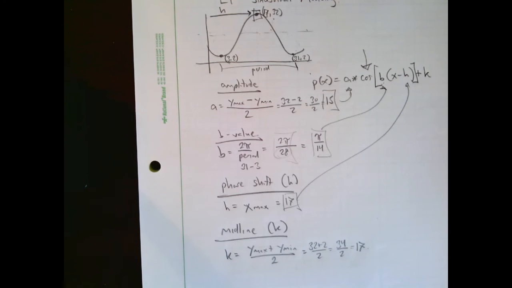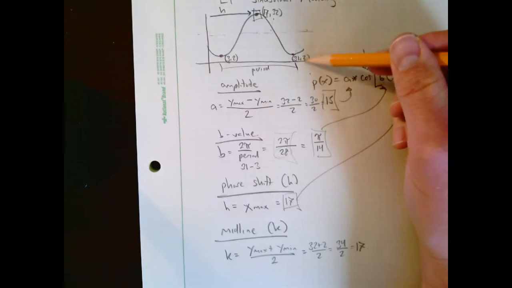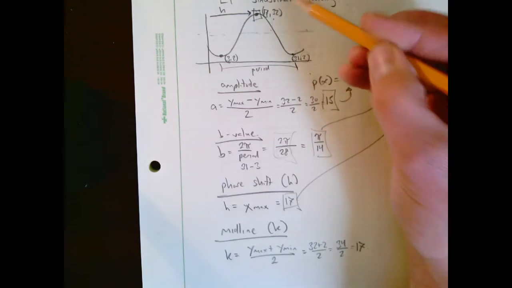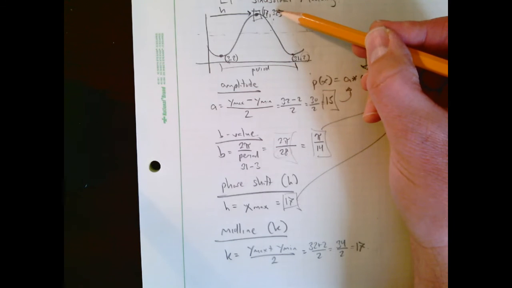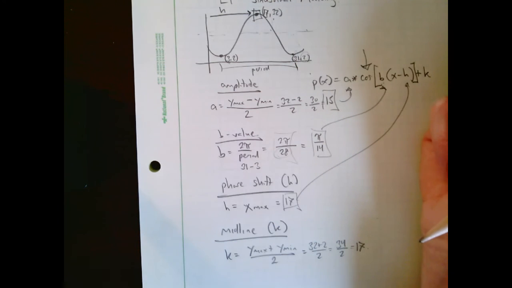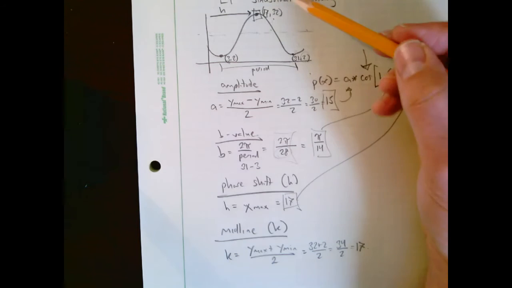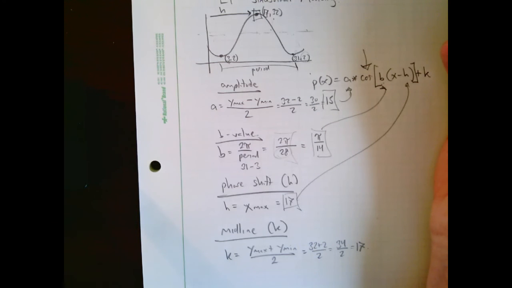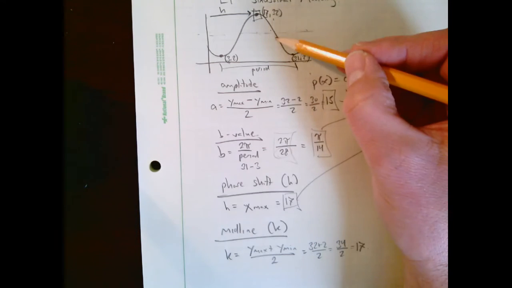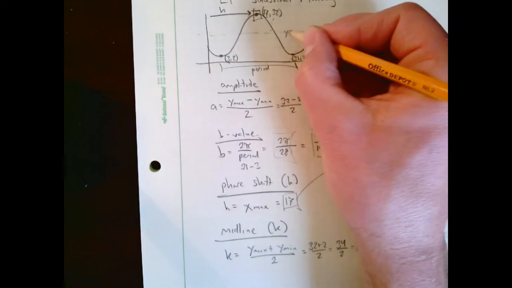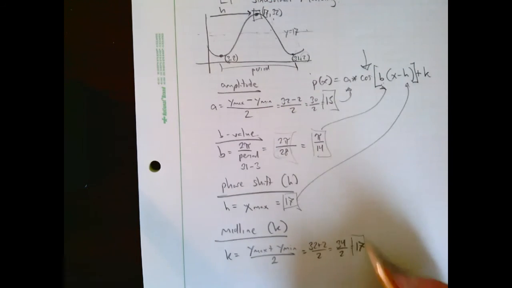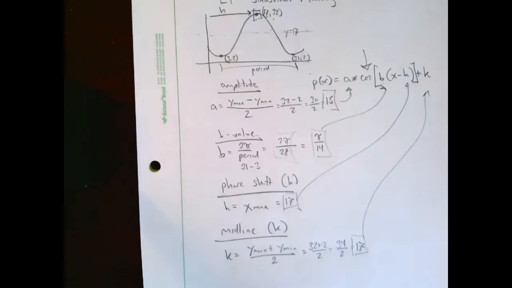It looks like we're at 17. Let's just check. 2 plus 15 is 17. 32 minus 17, 15. Oh, this kind of works. I'm sorry, it's 32 minus 15 is 17. This is my y equals 17 line. I misspoke there. Okay, there's my k value.